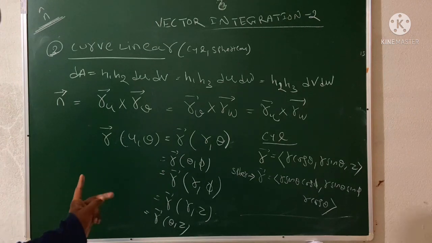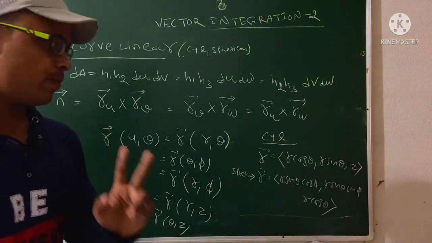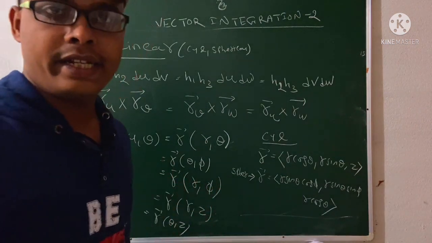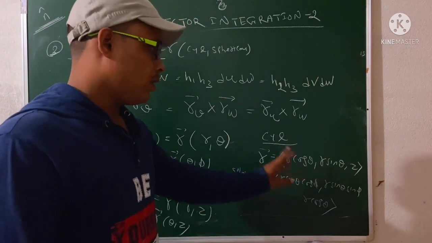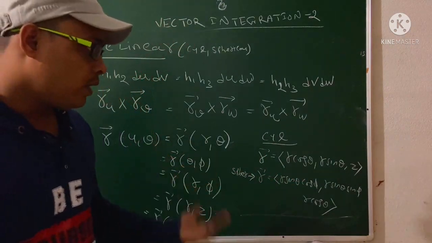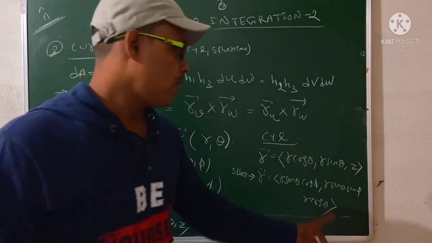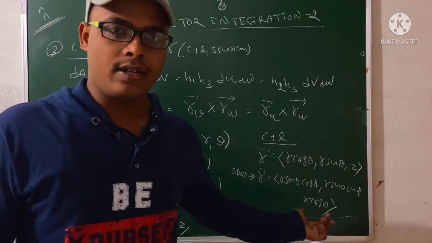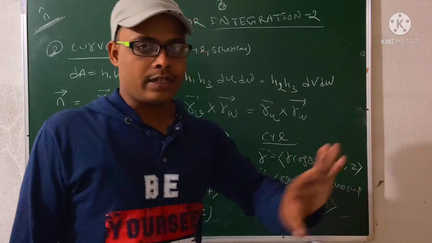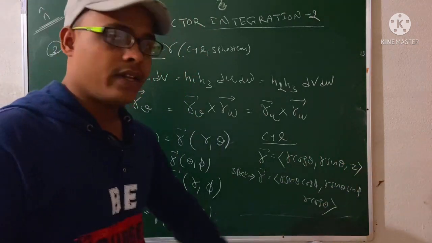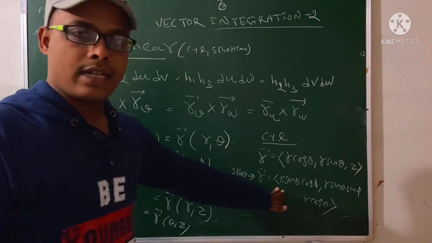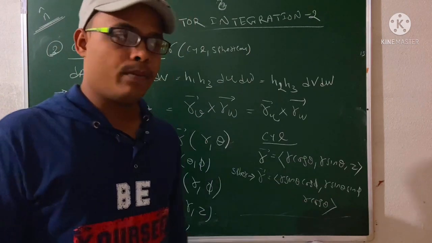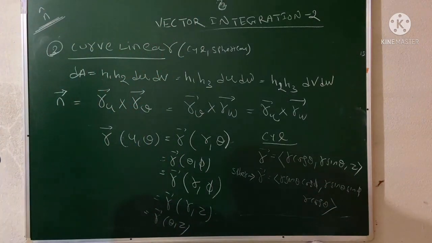Because in the spherical coordinate system, as I told you in the past class, this is a 2D integration. But in cylindrical we have three variables, r, theta, z. So how will we get two variables? Make one constant and then take the other two variables. In the spherical case also, make the radius constant and take theta, phi as variables. Then you will get r_uv.